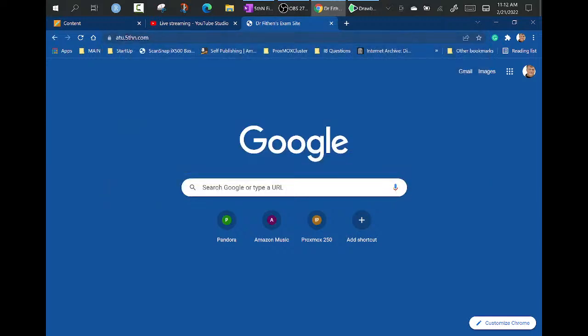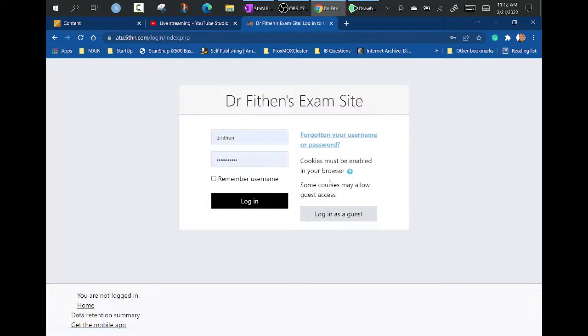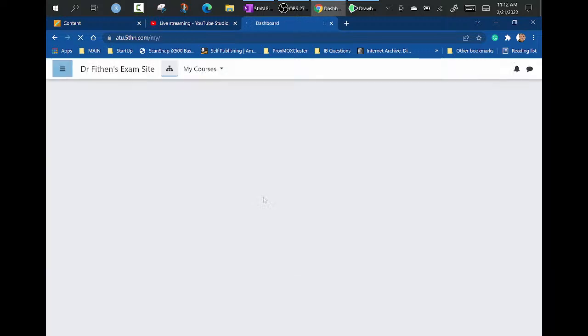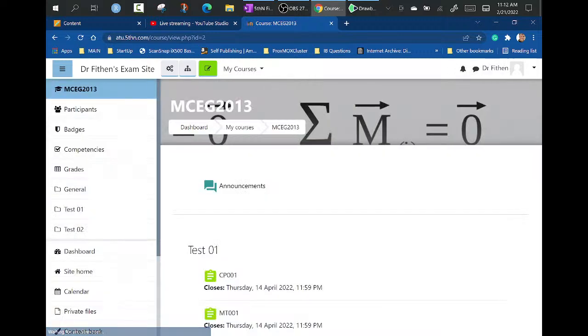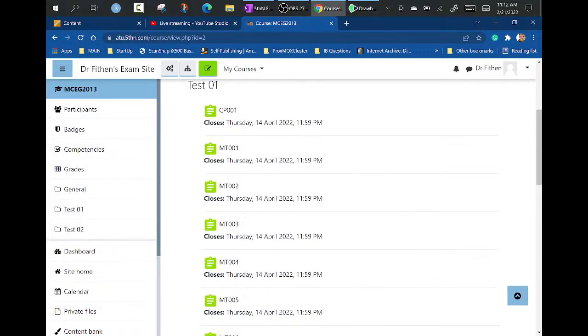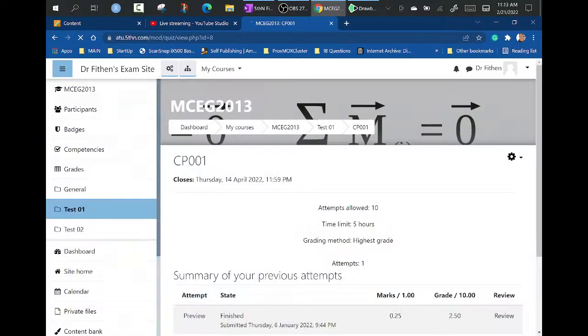Because I'm on my computer, I think I can log in. Oh yeah, I can get in here. As long as I'm on my machine, I can get in because it can remember the thing. So this is statics. Okay, CP, that's a common problem. That's the only reason I did that. Here, I'll even show you.